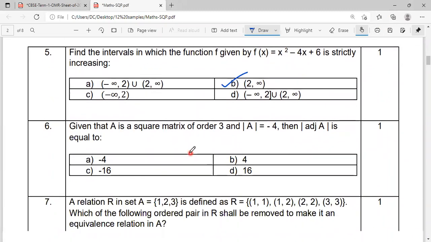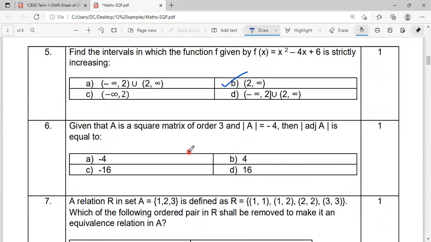Let's see the next one. It says A is a square matrix of order 3 and the determinant of A is given. The adjoint of A is equal to C. Now this is based on the property of determinants, and we have addressed this formula before. The determinant of the adjoint of A should be the determinant of A to the power n minus 1, where n is the order.